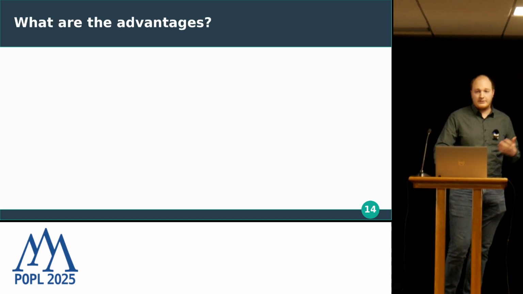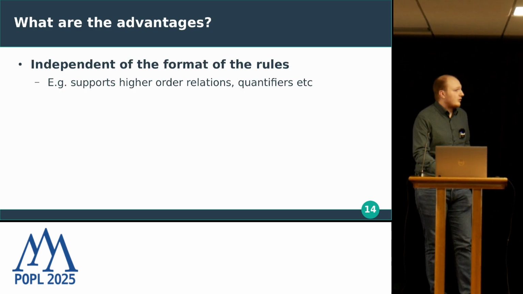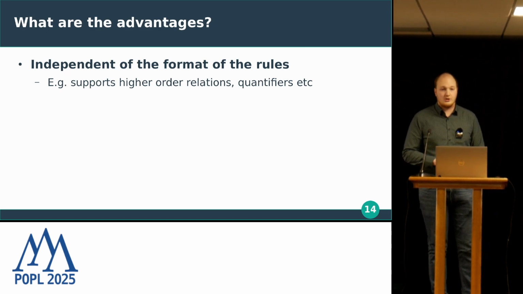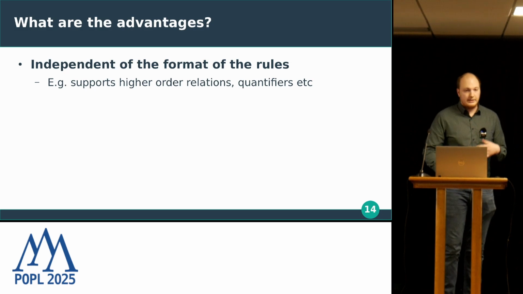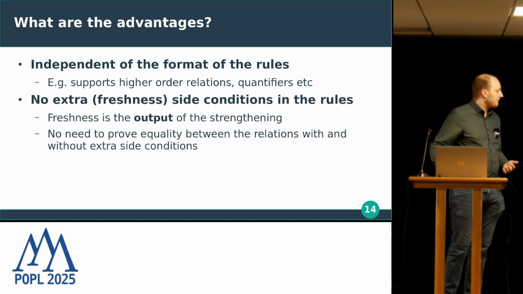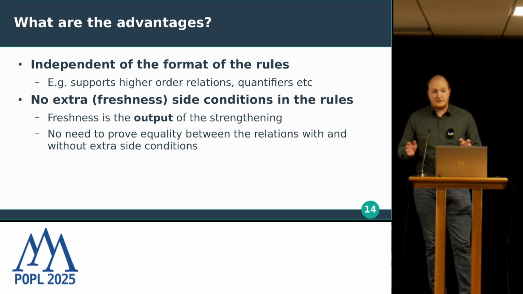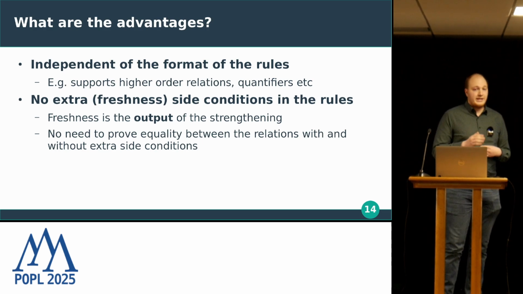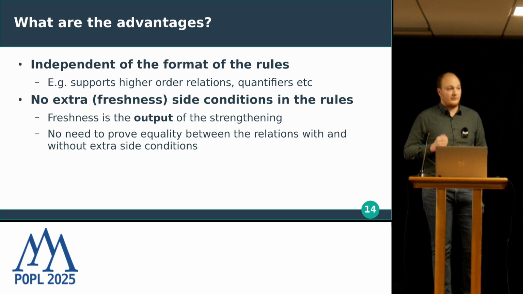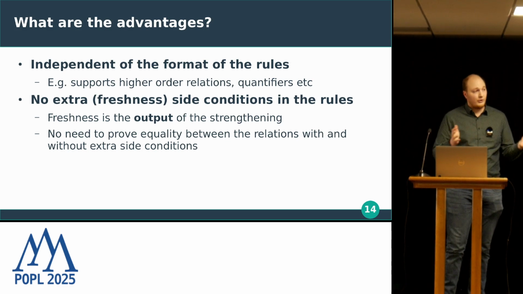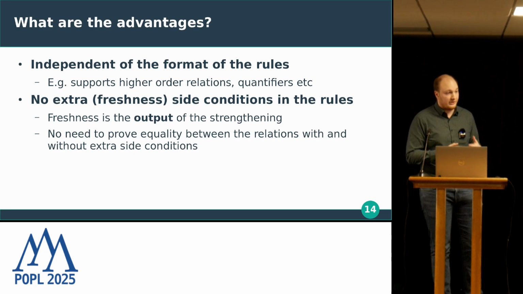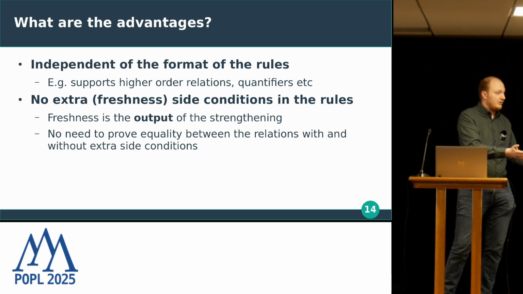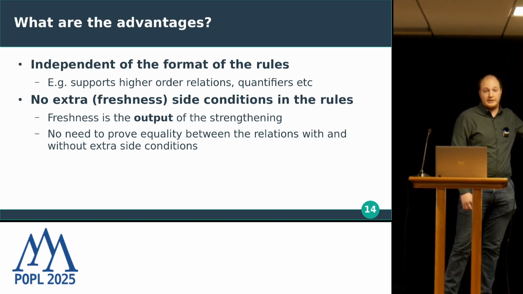So what are the key advantages of this approach? This is completely independent of how we state our rules. There's no syntactic limitation on what we can write and what we cannot write. They are all fixed points in the end. And we do not need to have these extra side conditions that are just there to satisfy the system. You get the freshness as an output of this process, not as an input. And this also, of course, has the bonus that you do not need to prove that the version with side conditions is the same as the version without side conditions, because this proof, as seen earlier, we can do automatically.